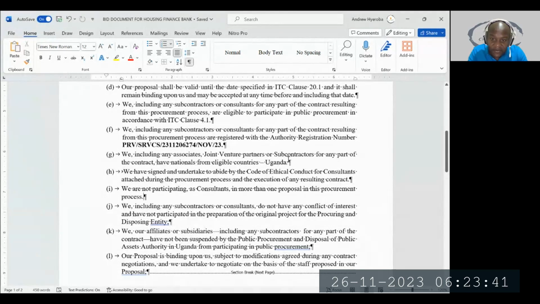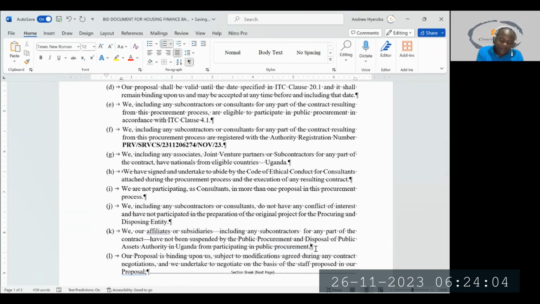You're not going. You're going to be committed with this organization for this period. We, including any other subcontractors, do not have any conflict of interest and have not participated in the preparation of the original project. Element J is picked from World Bank's procurement guidelines. Somehow we lose out a lot on this.